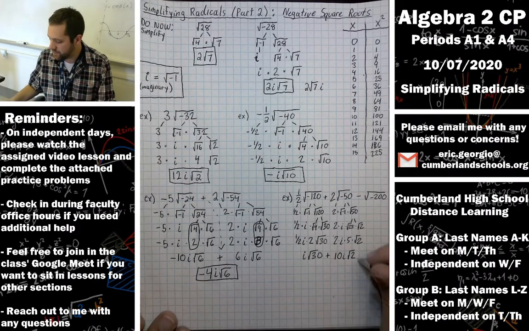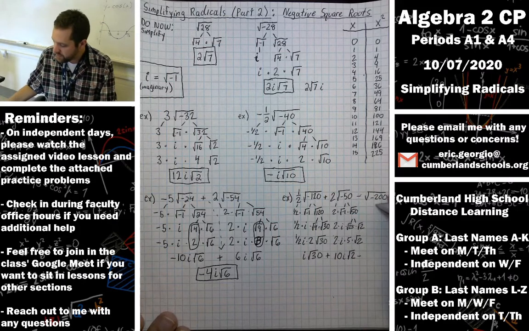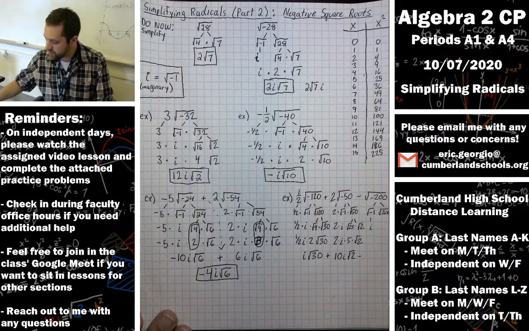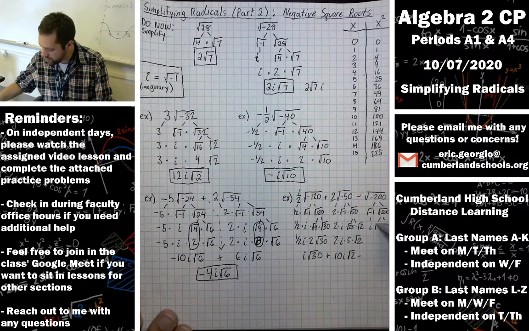And last but not least, we have minus. This minus sign is just carrying down. Square root of -200, no number out in front, so we're just going to take that i out right away. The square root of -1 is i. The square root of 200, well, we can break that down to be the square root of 100 times the square root of 2.